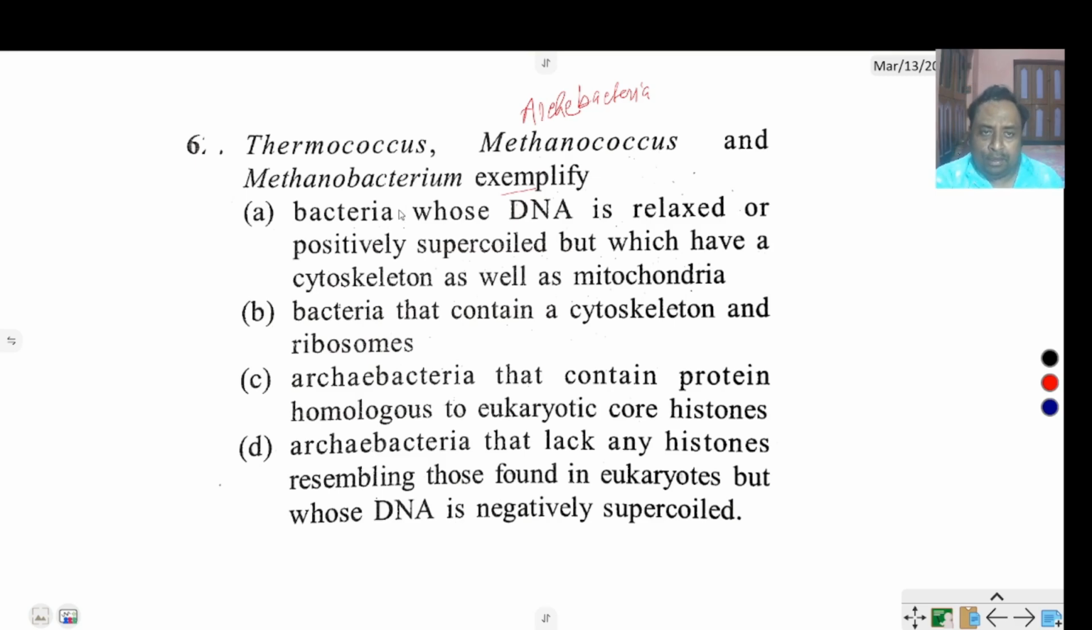So here the question is which option is right; the other options are wrong. Here the right option is the one saying archaebacteria that contain protein homologous to eukaryotic core histone; this is the link between eukaryotes and archaebacteria. In the first option, bacteria whose DNA is relaxed and negatively, not positively, supercoiled, and do not have cytoskeleton as well as mitochondria. Bacteria that contain cytoskeleton and ribosome, not. Archaebacteria that lack any histone, not true. So here the only correct option is C.